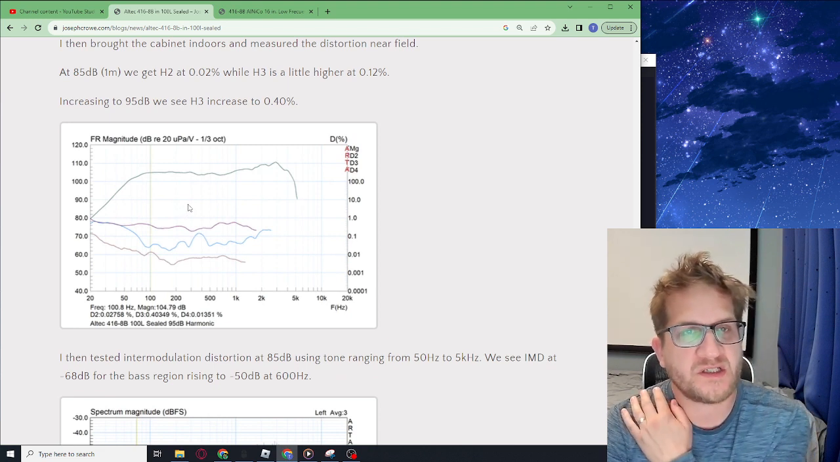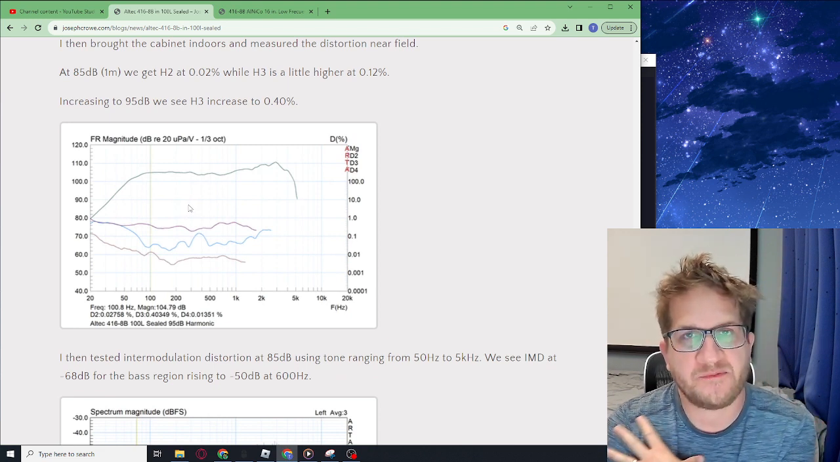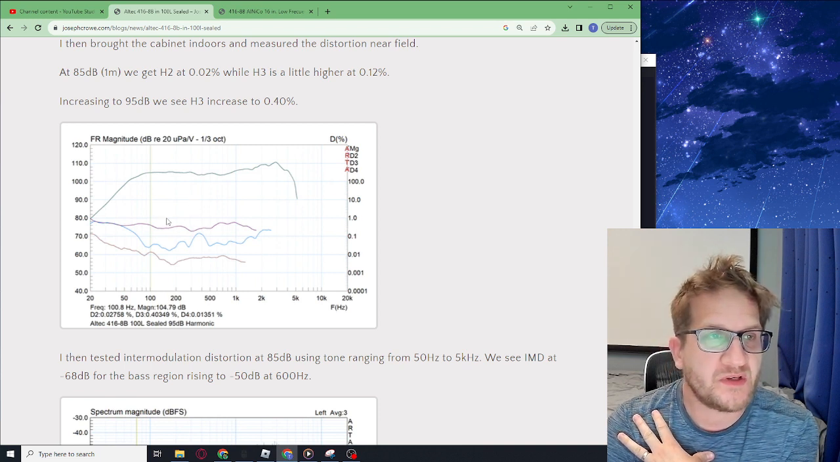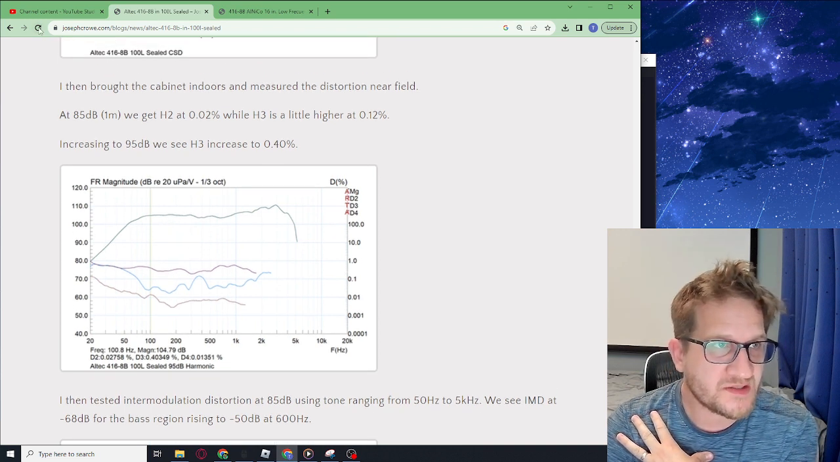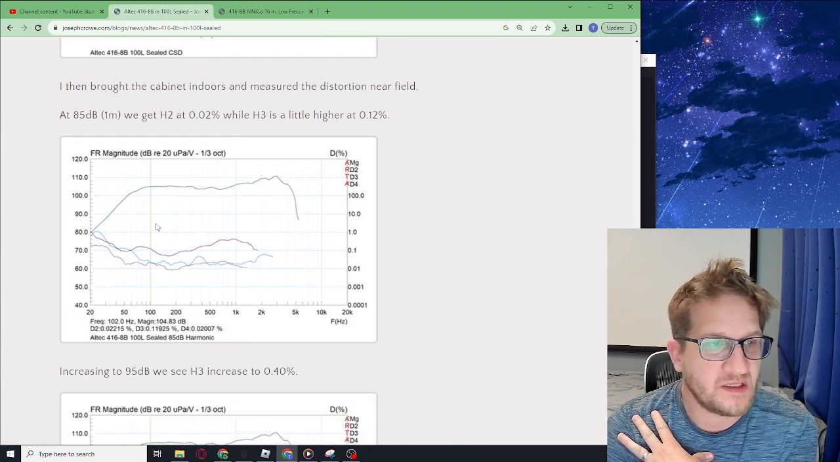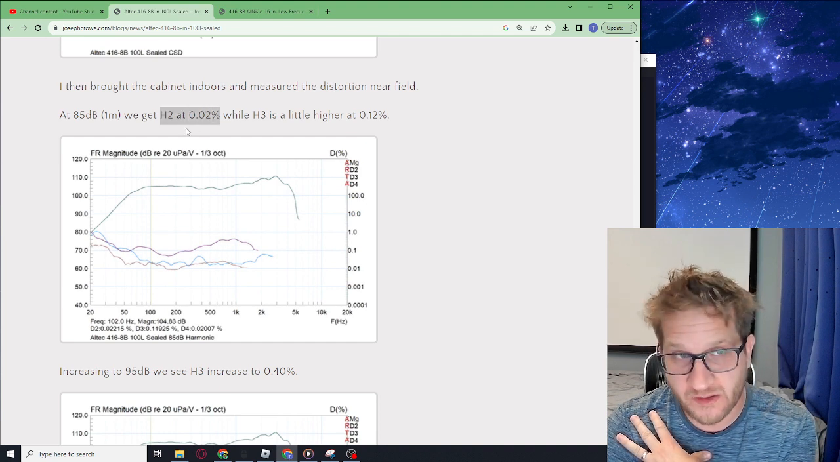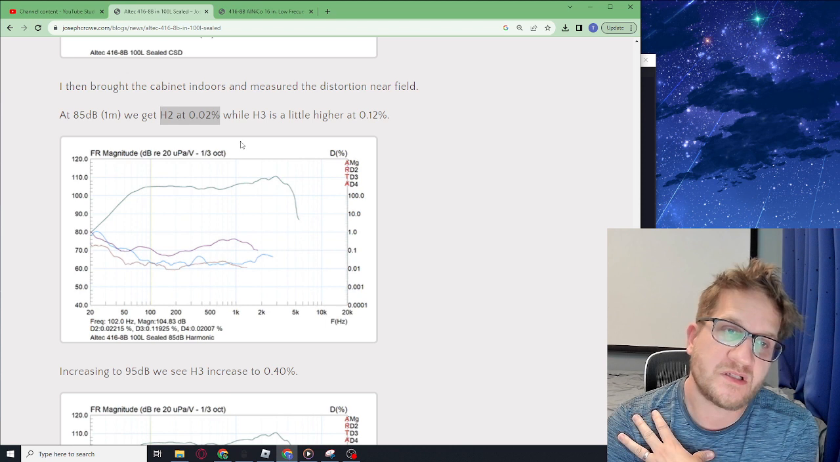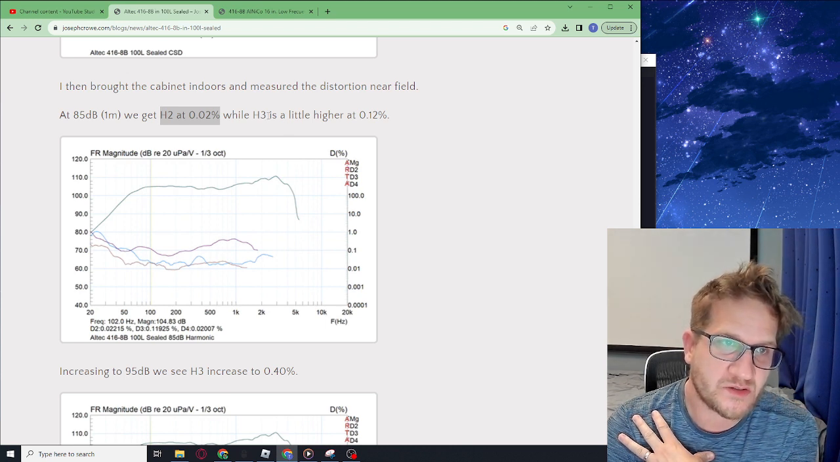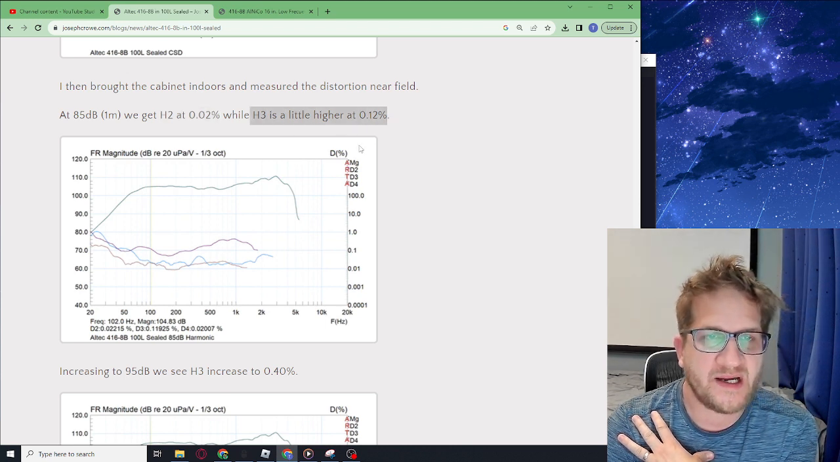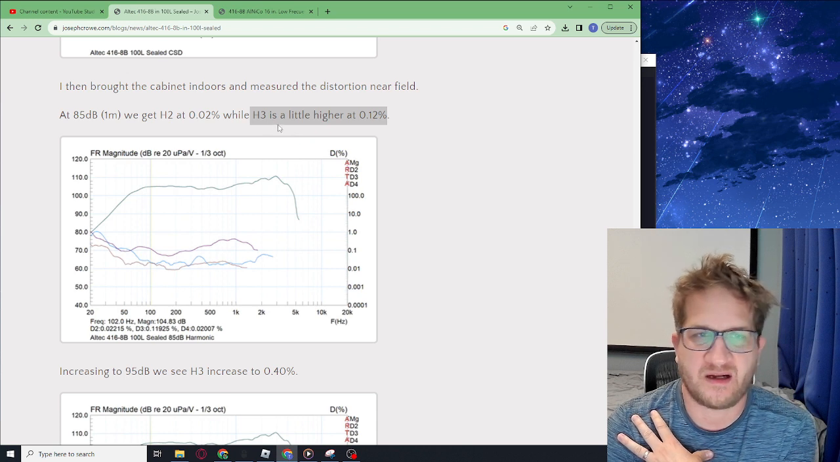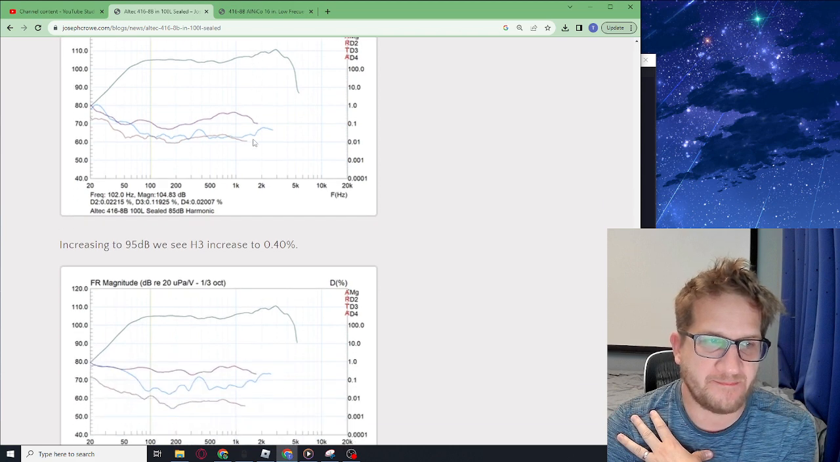Looking at distortion, so I tested harmonic at 85 and 95 dB at 1 meter, and so you can see, sorry, I'm just going to refresh my browser here. At 85 dB at 100 hertz, the second harmonic is only 0.02%. So extremely low harmonic distortion. H3 was a little higher, but again, we're just purely academic here at 0.12%.